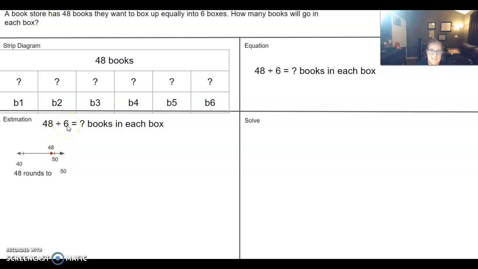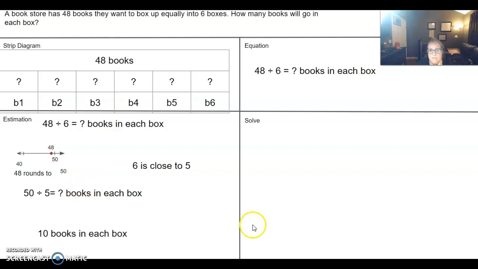Now with my 6, I could round it, but I also know that 6 is pretty close to 5. So I'm going to go ahead and do that. Now I'm going to write my new equation: 50 divided by 5 equals the total number of books in each box. Well, I know how to skip count by 5, so I'm going to do that. 5, 10, 15, 20, 25, 30, 35, 40, 45, 50. There we go. And I have 10 fingers up, so that means there's about 10 books in each box.